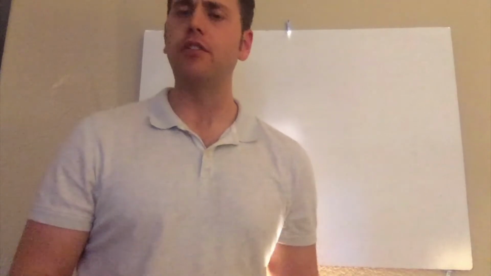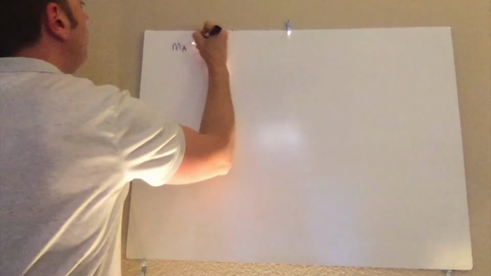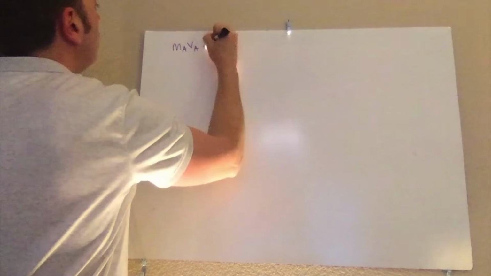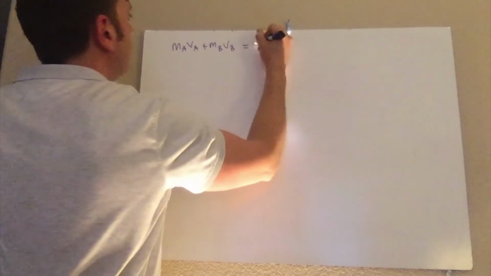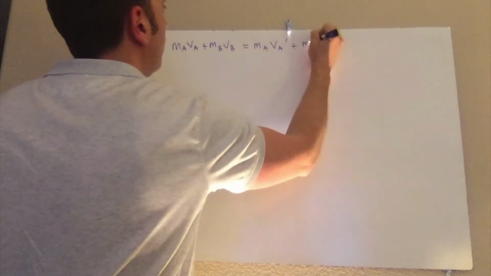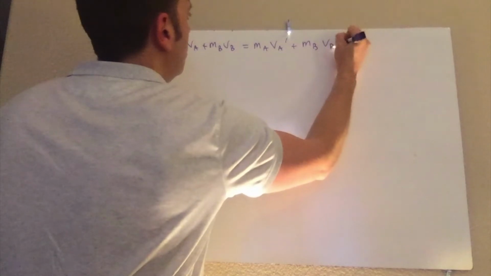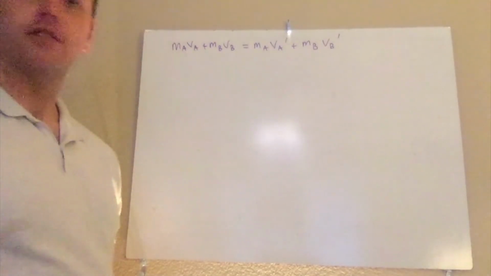Okay, so let's go ahead and see where that equation for elastic collisions that we just talked about actually came from. How do we arrive at this? So again, we have two starting points. We have momentum being conserved. So we have MAVA plus MBVB equals MAVA prime plus MBVB prime. That is our statement that momentum is conserved when these two bodies collide.